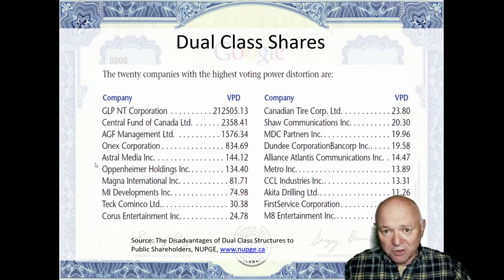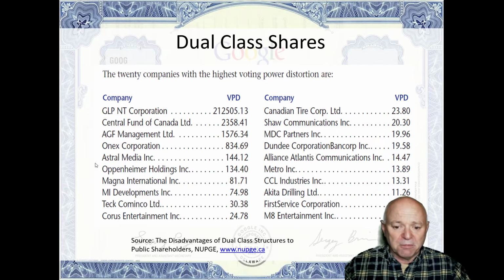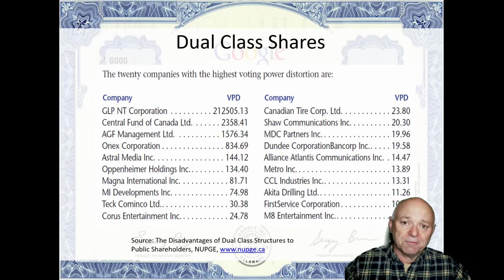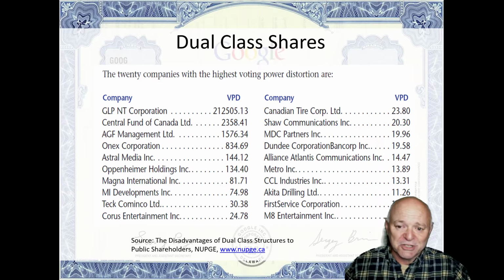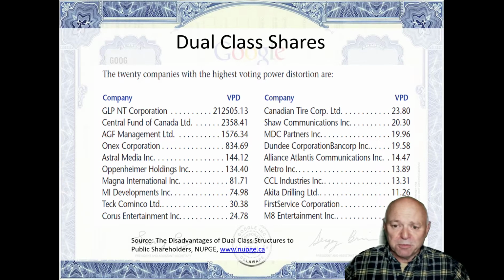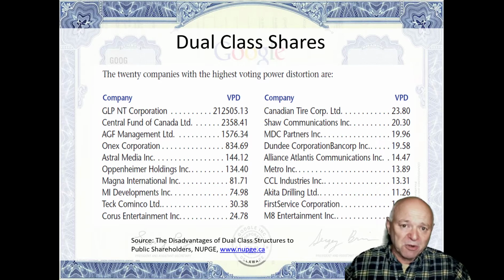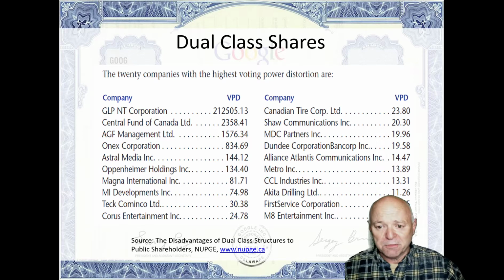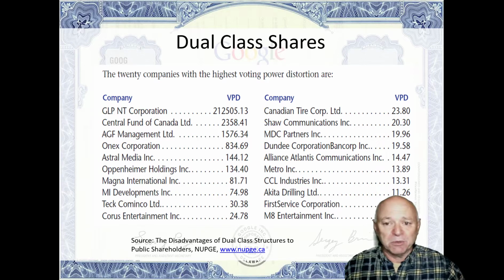In this particular article that was written by a shareholders pension fund group, which is backed by public unions, they said this isn't fair because take a look at the voting power for some of these companies. In the case of Onex, one founder share has about 800 times more voting power than a public share.